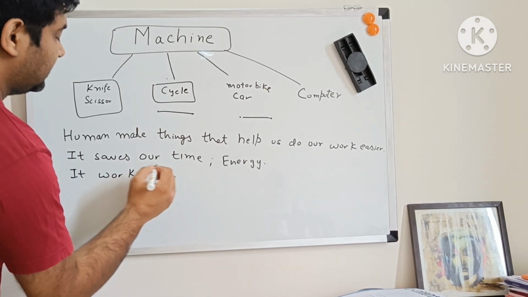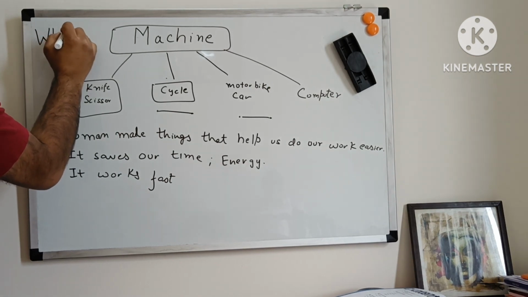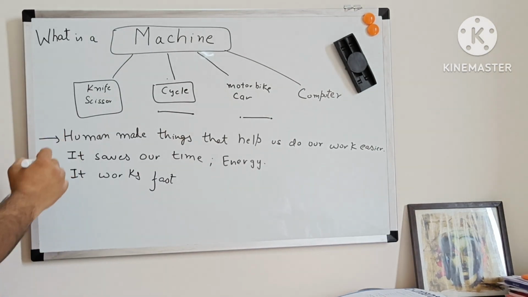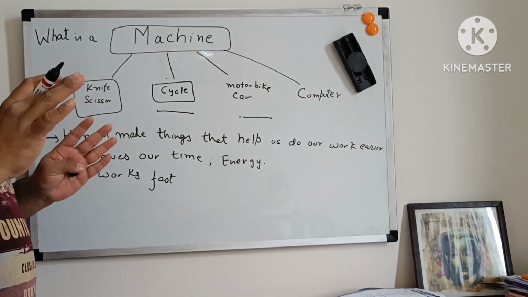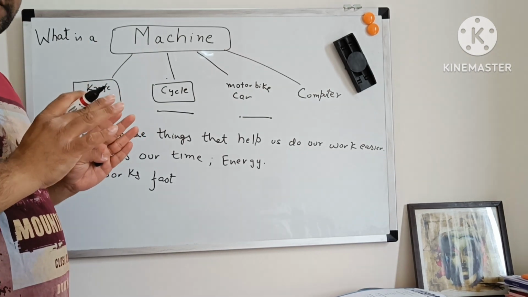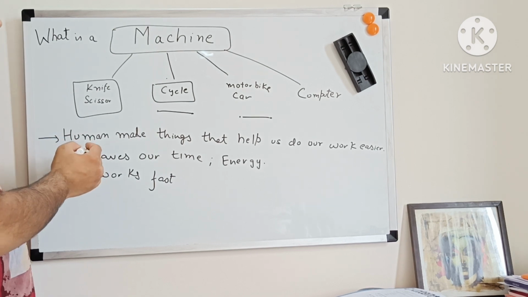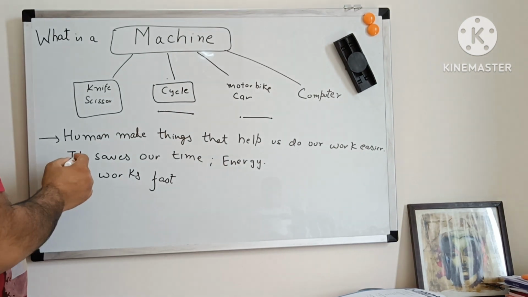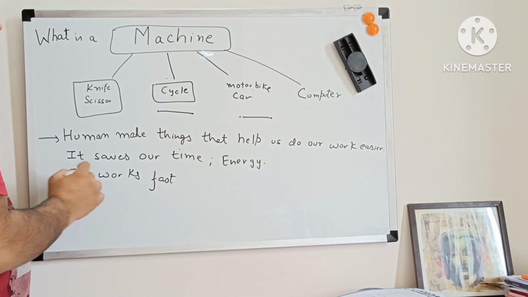So whenever someone asks you what is a machine, you can say that human made things that help us do our work easier. What will you say? Human made things that help us do our work easier. It saves our time and energy. It works fast.